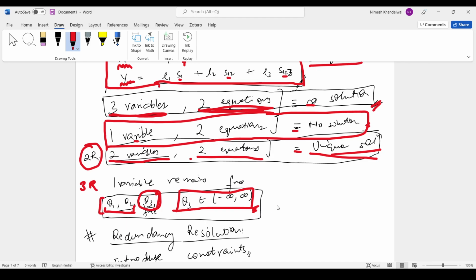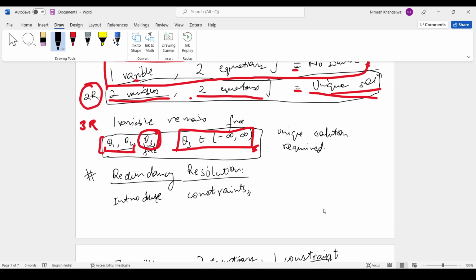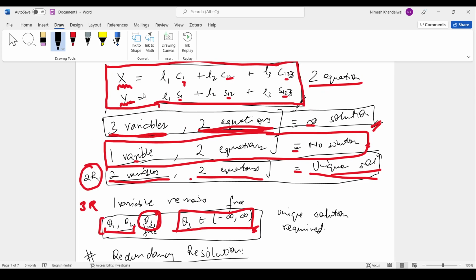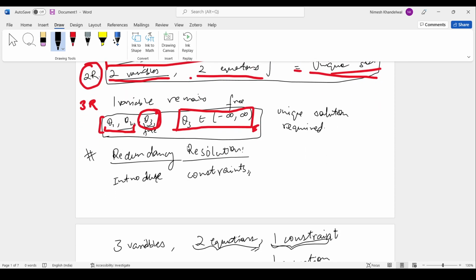So what do we do in this case? What we want is a unique solution. Going by the theory of nonlinear equations, whenever there are more variables than the number of equations, what we used to do was introduce constraints, because the constraints give us additional equations.